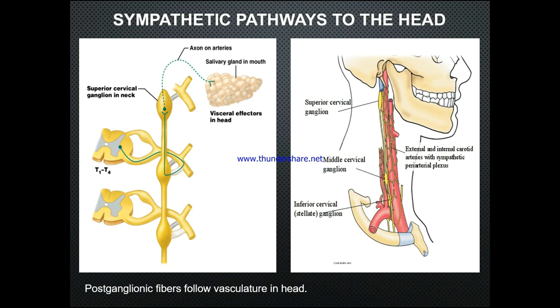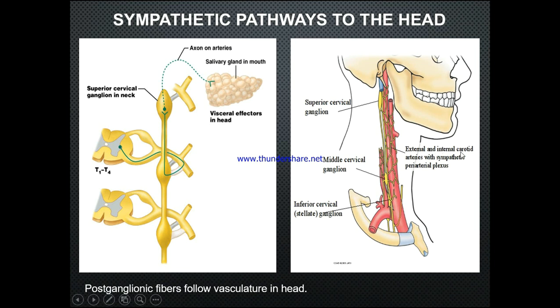The sympathetic pathways to the head: we have a slight difference when we think about the head and neck. We have the superior cervical ganglion in the neck, which gives rise to axons to the arteries and the salivary glands in the mouth. So these are the visceral effectors of the head, and here we can see the superior cervical ganglion, and we can see it traversing in relation to the great arteries of the neck.